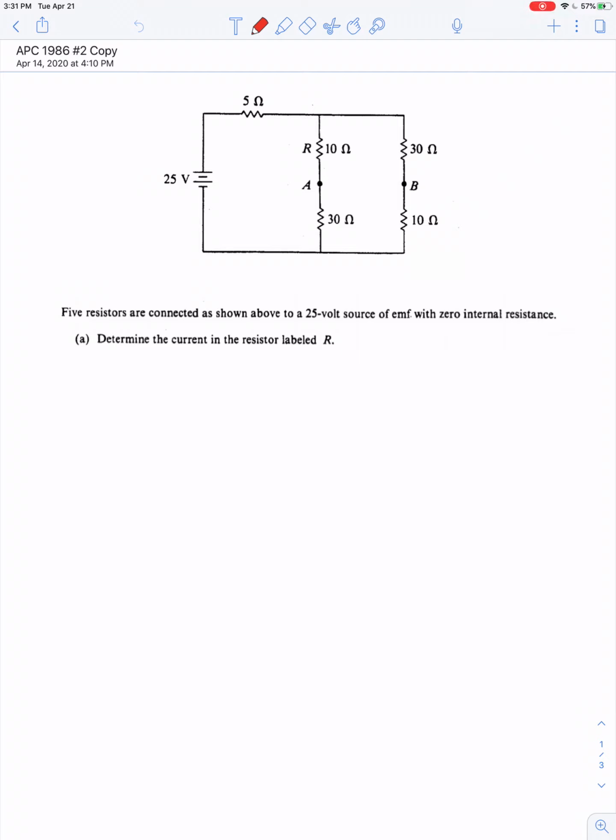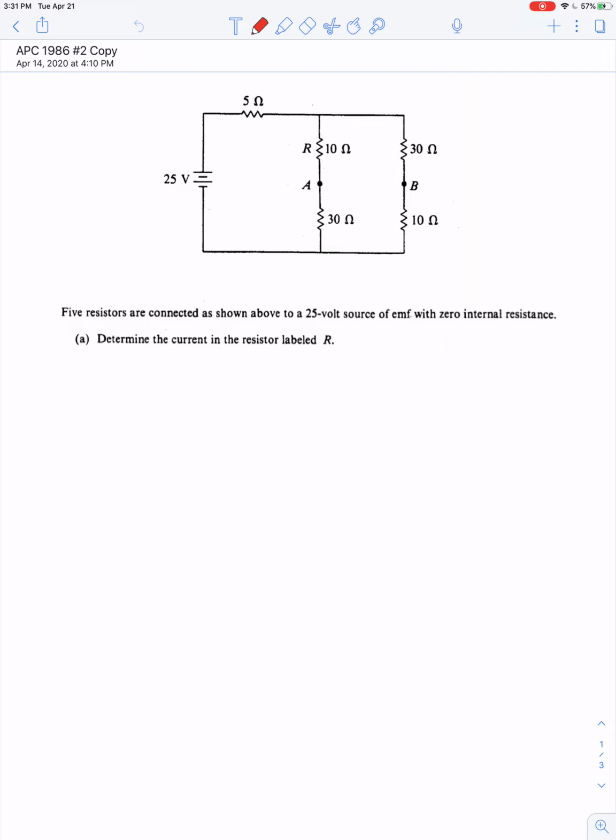This problem is taken from the 1986 AP version C Electricity and Magnetism exam. It's problem number 2 from the year 1986. It's a problem that involves combination resistor circuits, RC circuits. In other words, circuits that have resistors and capacitors. And then another final portion of this exam question involves circuits that incorporate resistors and inductors. So this provides good review for a lot of our units of study. So let's get into it.